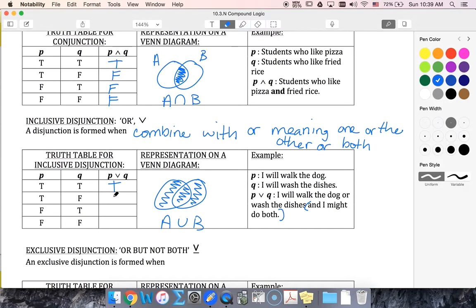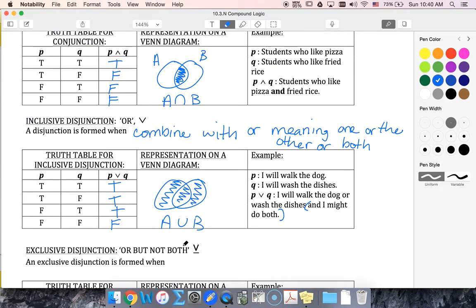The statement would be true here because I walked the dog but I didn't do the dishes. So that fits in with I will walk the dog or wash the dishes. I didn't walk the dog but I did wash the dishes. So that's true. I did one of them. But if I did neither, then this statement is false because you didn't walk the dog or wash the dishes. So then my inclusive disjunction would be false.